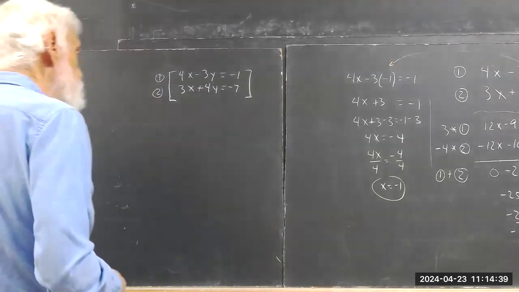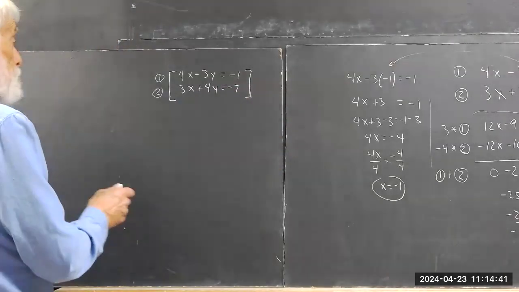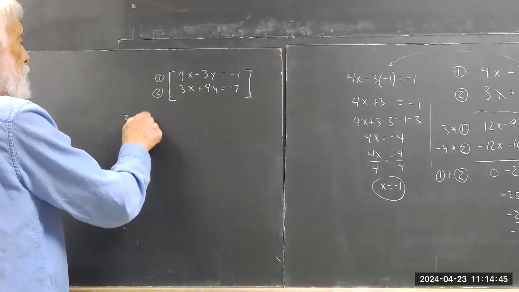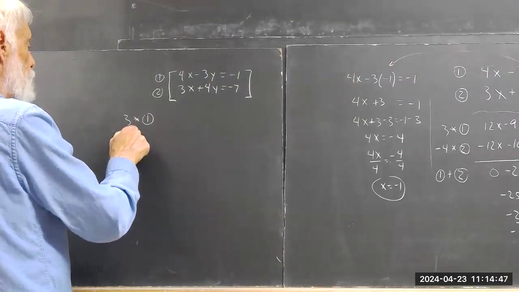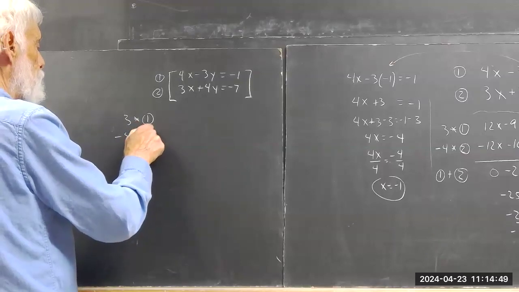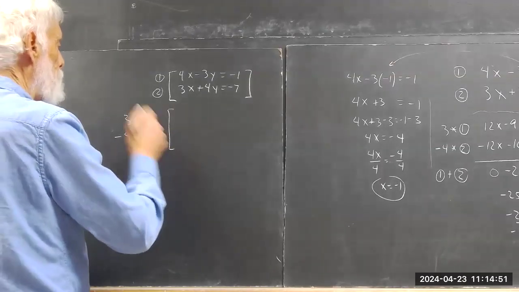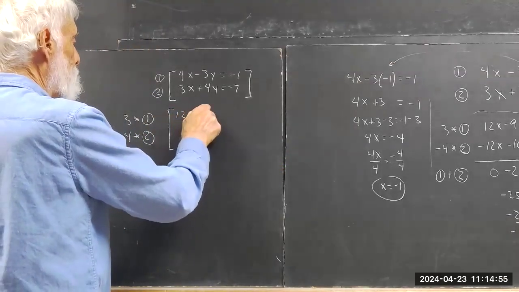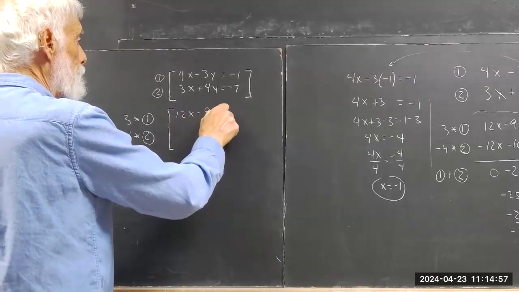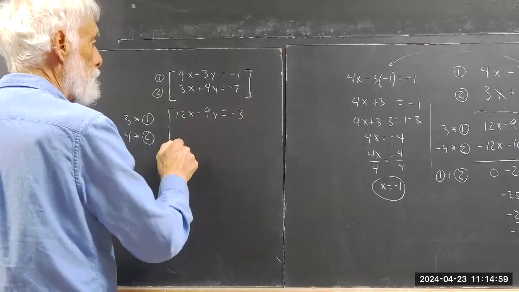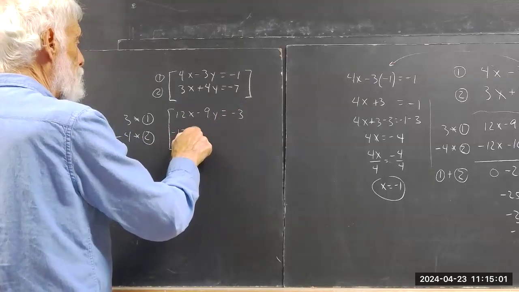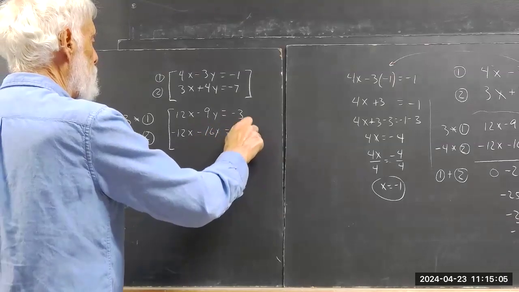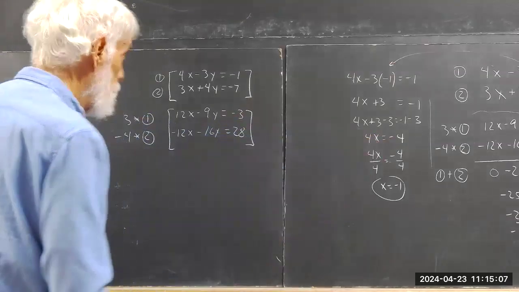Now what I do, I use the same steps. I do 3 times equation 1 and -4 times equation 2. And we just do it. We get 12x minus 9y equals -3, and -12x minus 16y equals 28. Exactly the same thing I did over there.